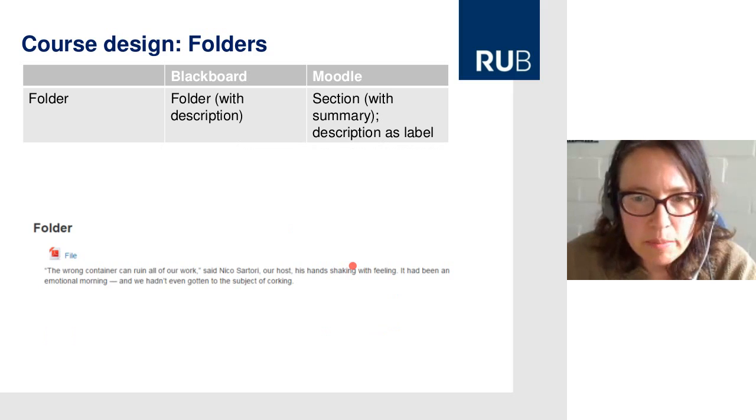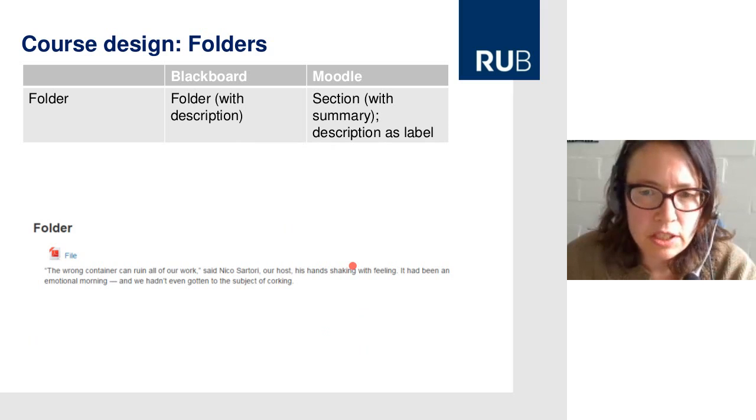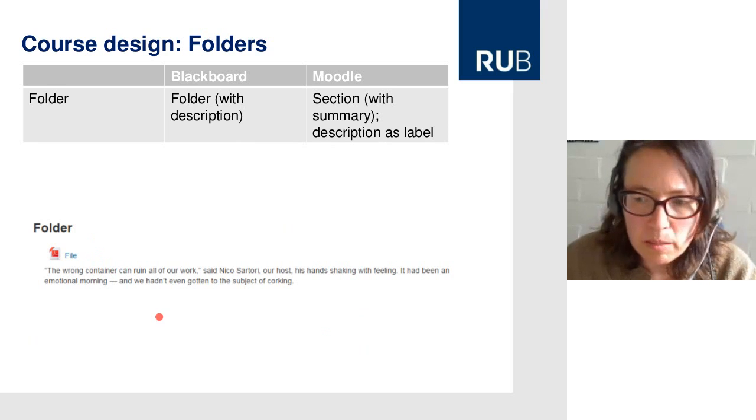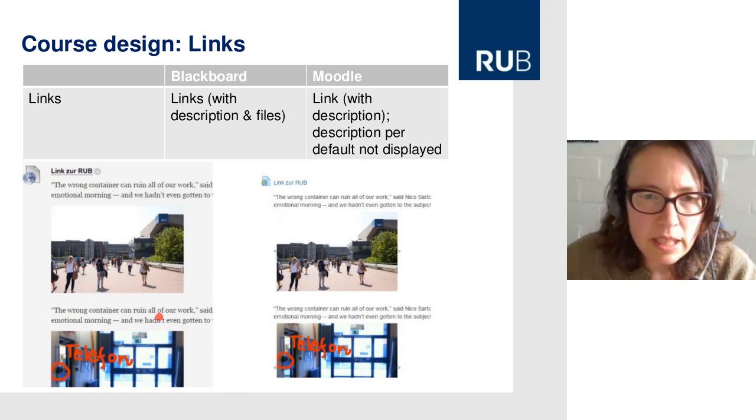Okay, then the same happens with folders. Folders in Blackboard have a description, and you can put it in a section. We did the description as a label now. It could also be set as a folder summary. That's a little bit easier.